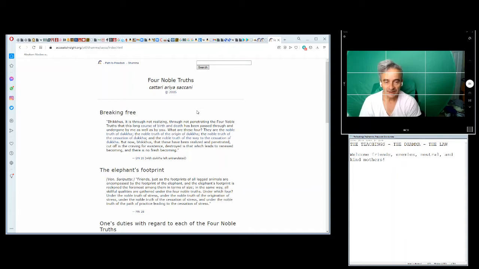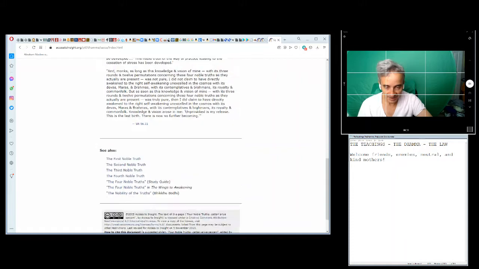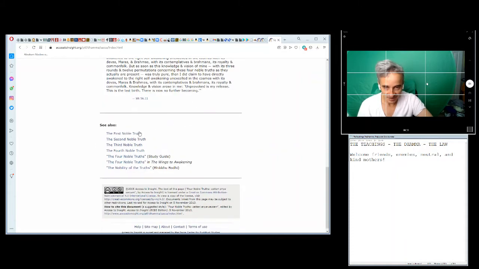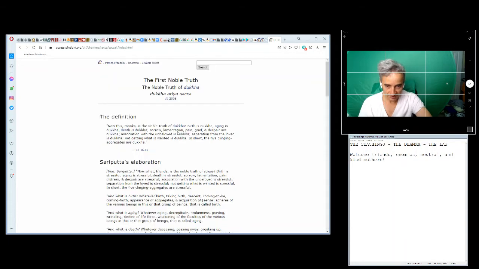Okay, so let's see. The first noble truth defines the issue. Now this, monks, is the noble truth of dukkha. What is dukkha?